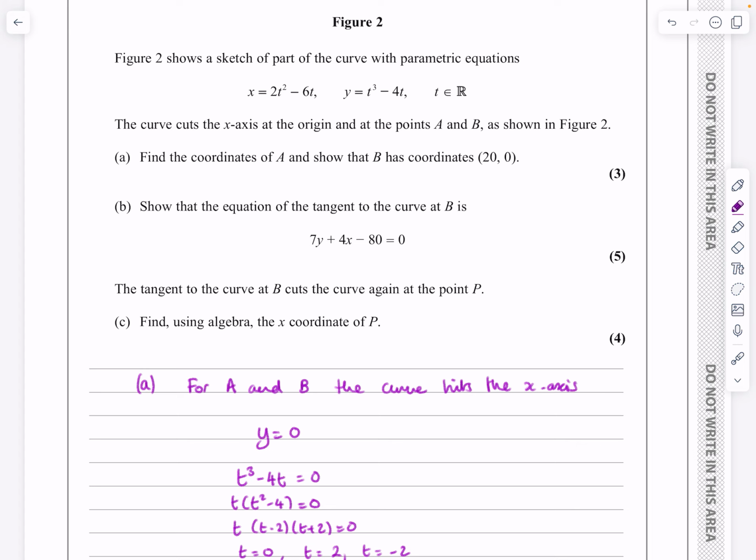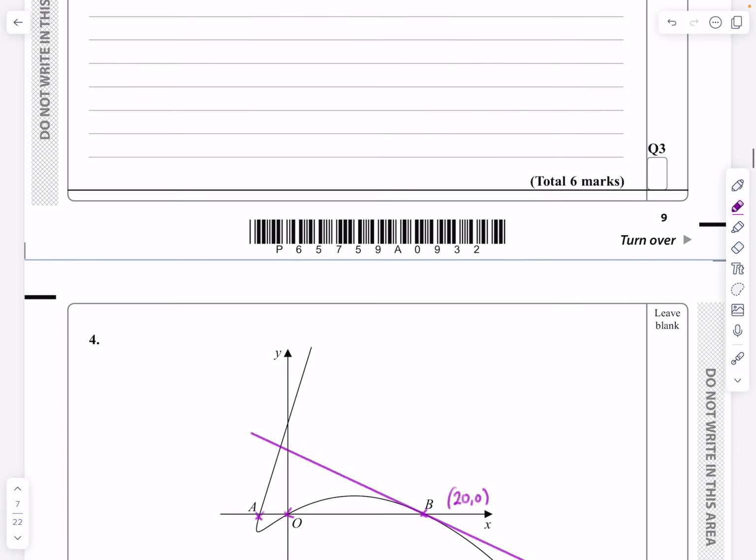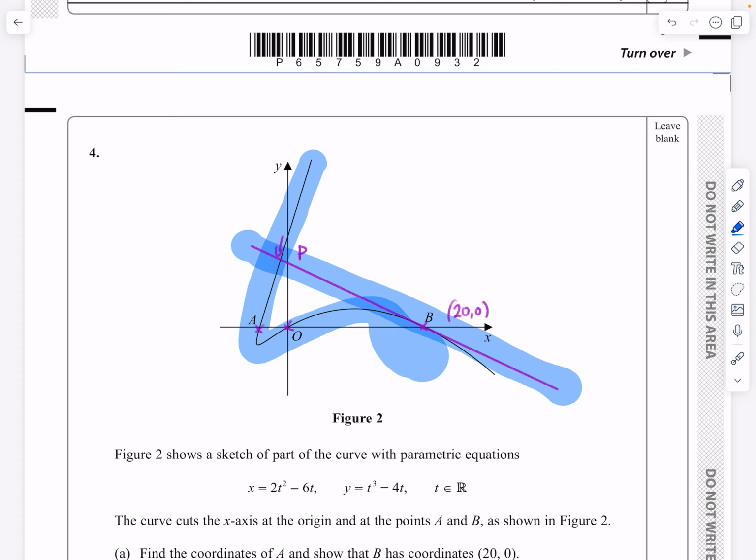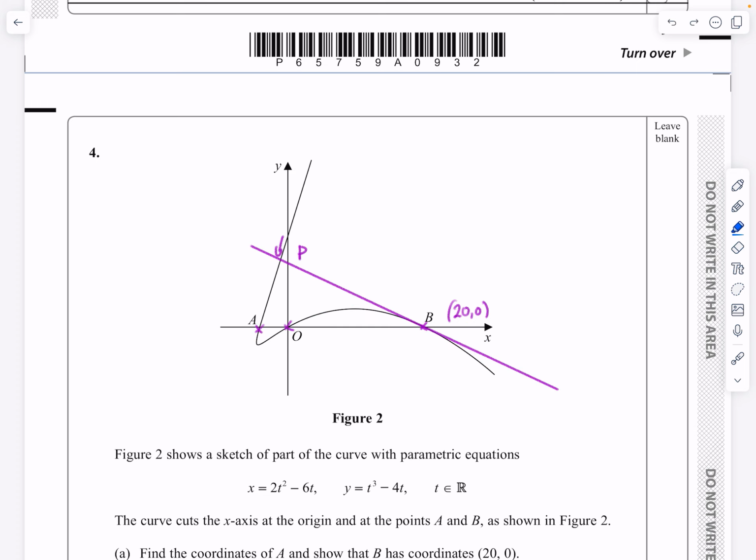Part C, then, long question this, 3, 5 and 4. There's, I suppose, enough marks for it, but it's taking a fair old amount of time to do. It says the tangent to the curve at B cuts the curve again at P. Can we find the x coordinate? So as I say, I've already read this question. P is this point here where the tangent comes back, where this line hits the curve again. So that's clearly at point P here.